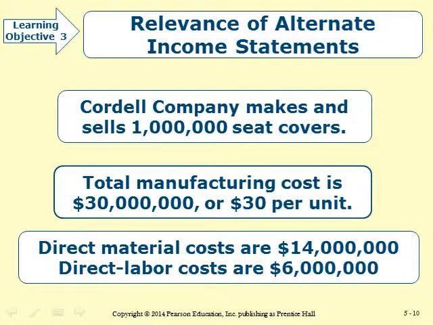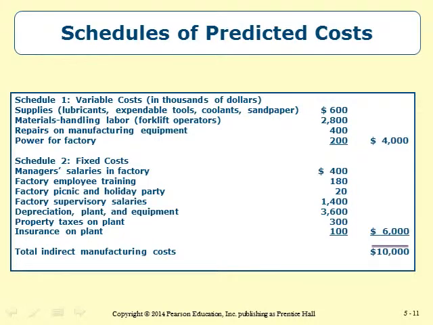We'll assume the Cordell Company has direct material cost of $14 million and direct labor cost of $6 million, or $20 million in direct material cost and direct labor cost. Here we see the Cordell Company's schedules of predicted indirect manufacturing costs for the year ended December 31, 20x1, in thousands of dollars.